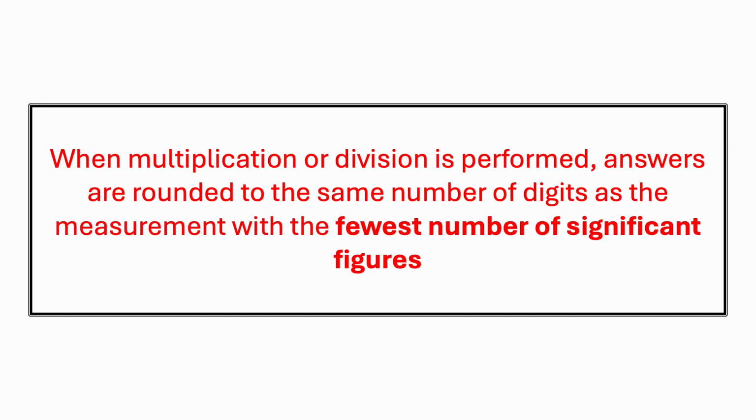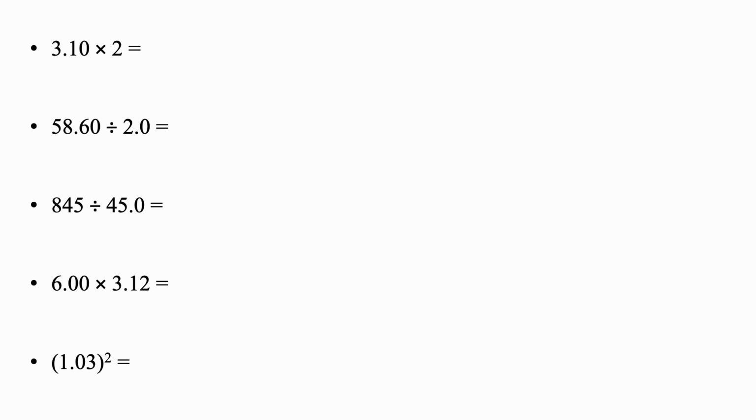When multiplication or division is performed, answers are rounded to the same number of digits as the measurement with the fewest number of significant figures. Therefore, when you do multiplication or division, first you count how many significant figures are there in your given numbers, and then you carry the least number of significant figures for your answer. Let's look at a few examples.